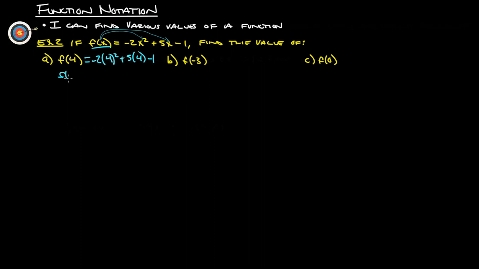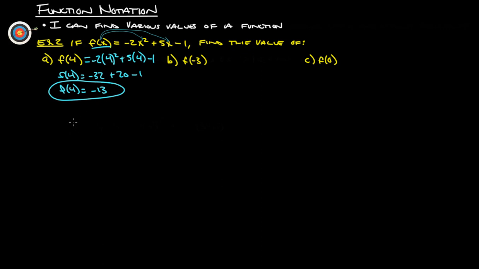Okay, so 4 squared is 16, times negative 2 is negative 32, plus 20 minus 1. So f of 4 is what? Negative 12, negative 13. Okay?